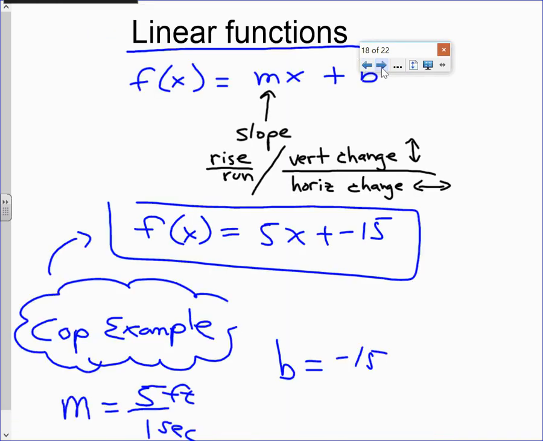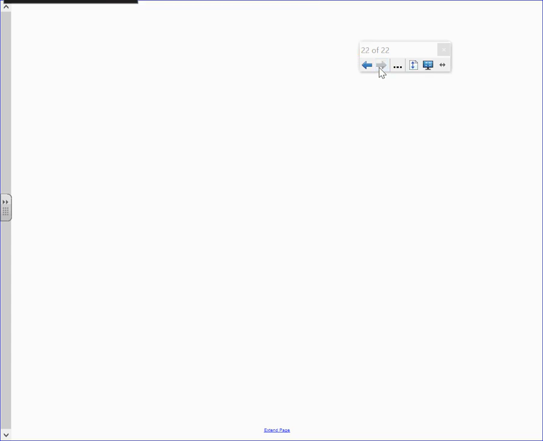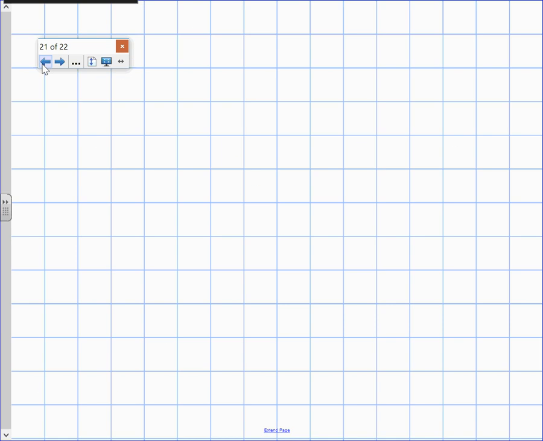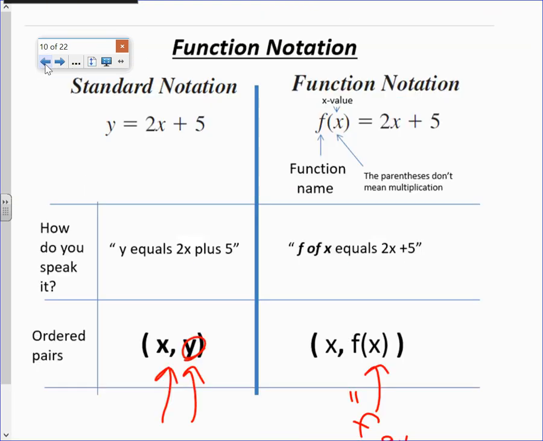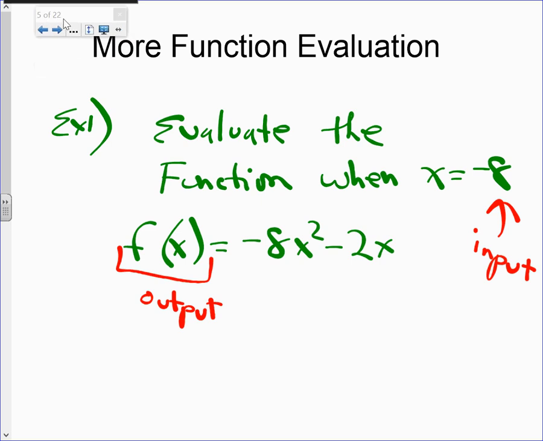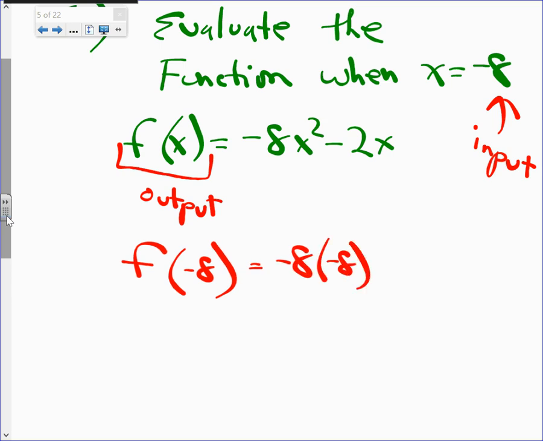And let's go ahead and do this one here. Just lost my place here. Here we go. Okay. So what is this function at -8? Write this with me. -8 times -8 squared. Wherever I see x, I'm going to place a -8. We're used to this.